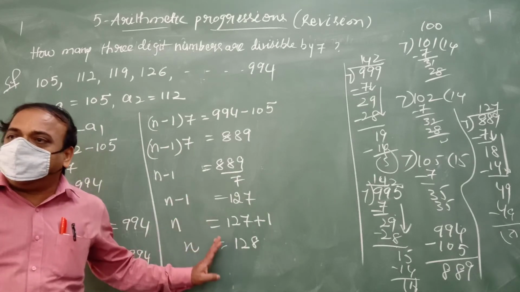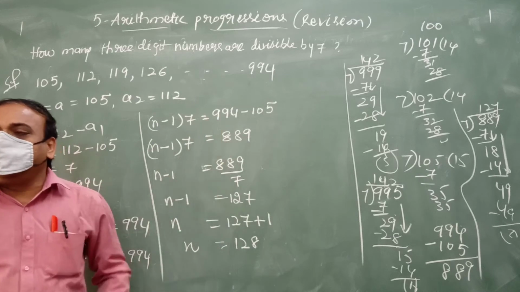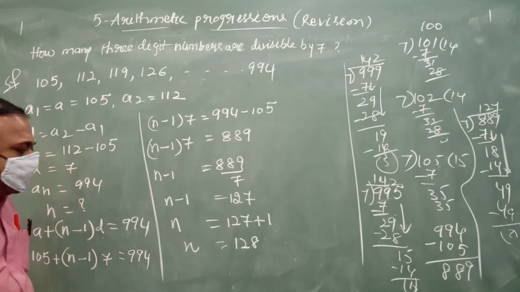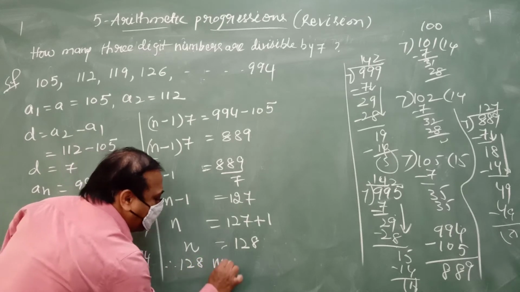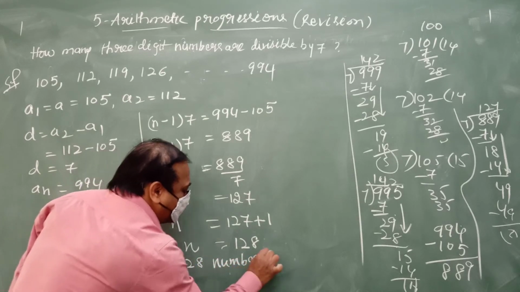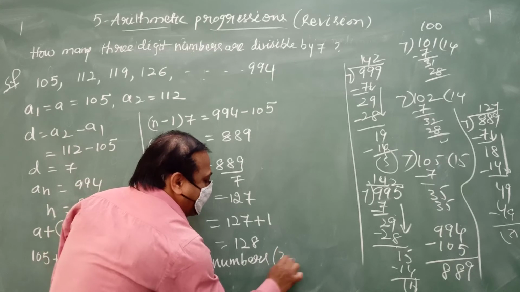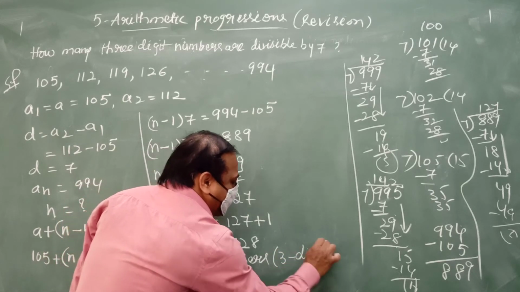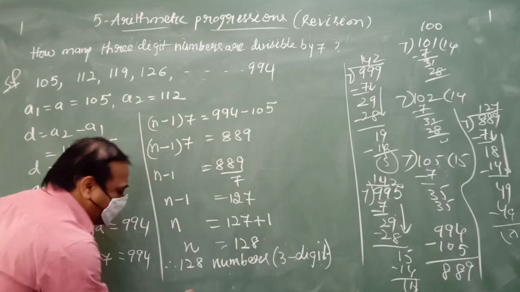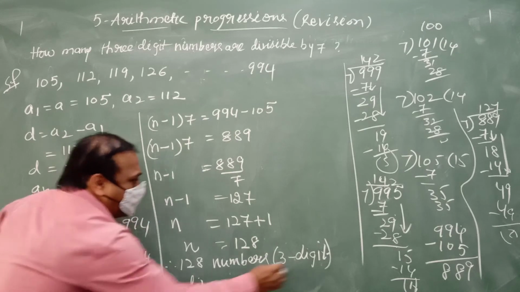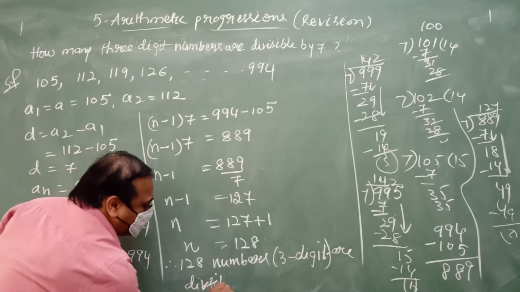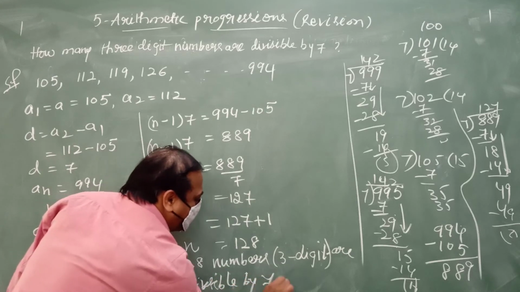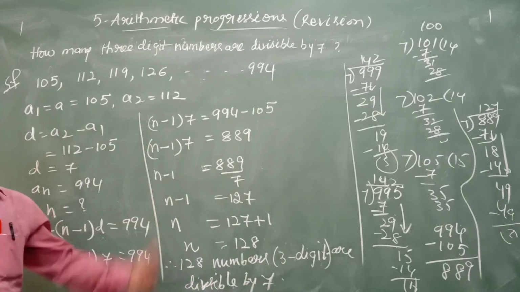So how many 3-digit numbers are divisible by 7? 128. Therefore, 128 numbers are 3-digit numbers divisible by 7. Clear?